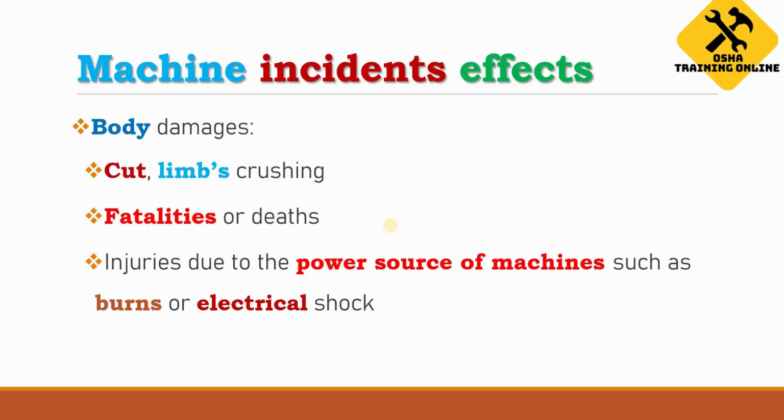Now if those accidents or incidents happen, then they might have some effects. The body may be damaged, for example, cuts may happen, or limbs may be crushed. Limbs crushing means that legs or arms of the workers may be crushed. Fatalities or deaths may also occur in some cases. Injuries due to the power source of the machinery may also happen. There might be electrical shock or burns from the machine if the workers are working with electrical machinery. So these are some of the effects of machine incidents. In our next lecture, we will discuss some of the safety procedures of the machine, and we have to opt for a proper risk assessment and safety procedure.